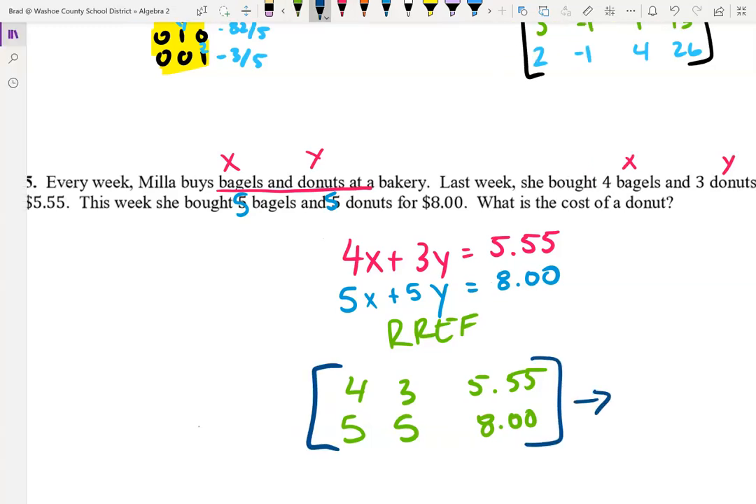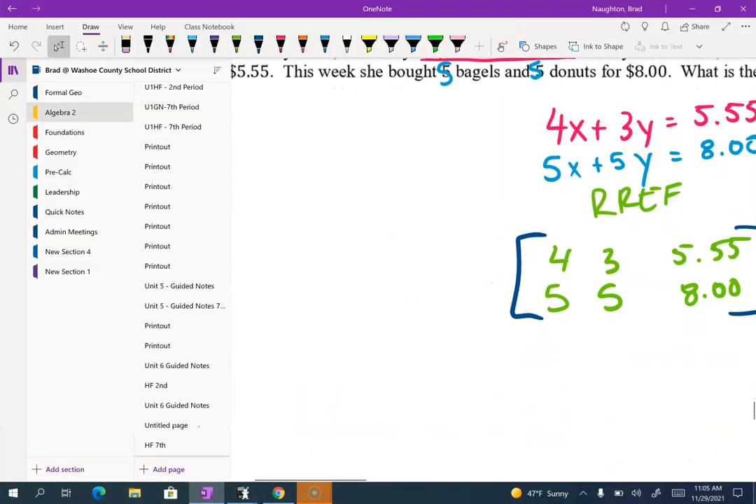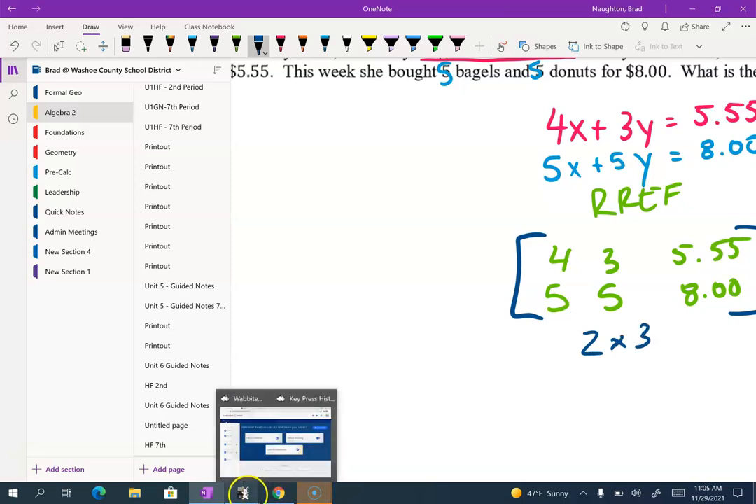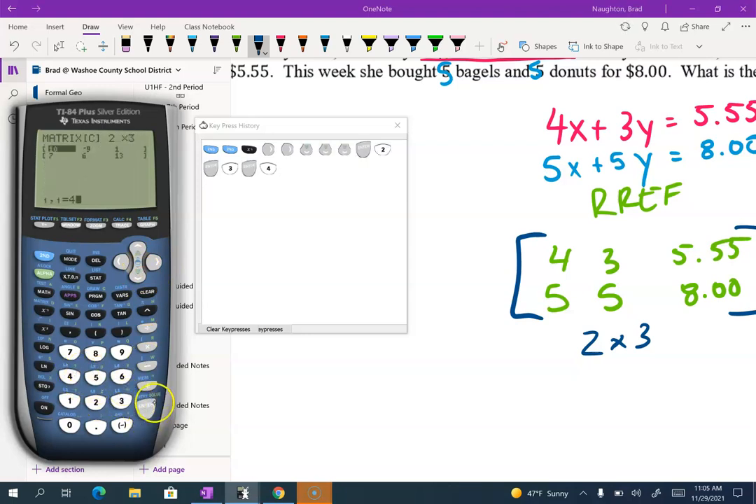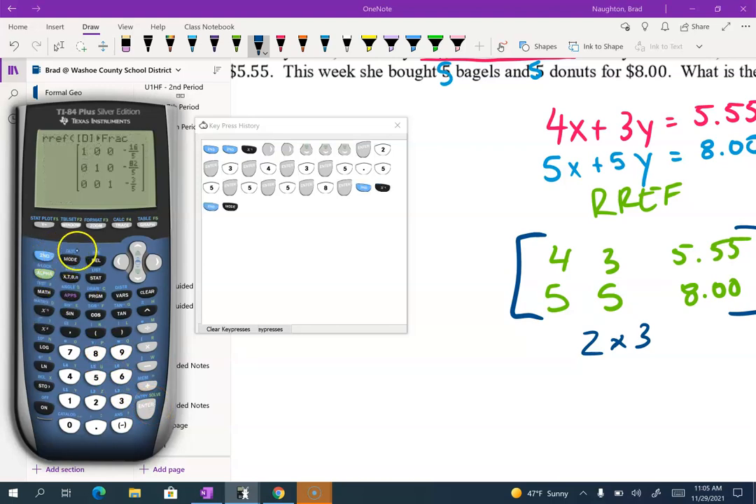So we're off to calculator land. I'll just move this over here to where I can see it. So that is a 2 by 3 matrix. Go to second matrix and go over to a 2 by 3 since it's already set up in C. So 4, 3, 5.55. I think that's supposed to be 5.50, but we'll roll with it. 5, 5, 8. Cool. Then we're going to hit second matrix, or quit out, excuse me.